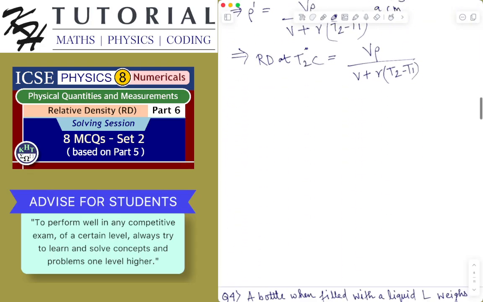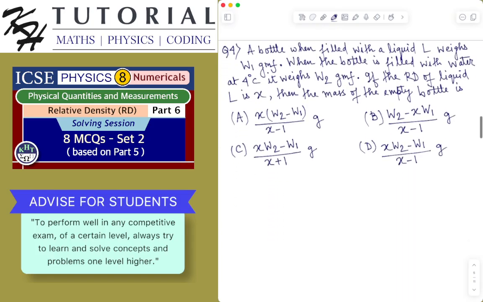Let's see the next problem. Question number 4. A bottle when filled with a liquid L weighs W1 GMF. That is, the mass of the bottle filled with liquid L is W1 gram. When the bottle is filled with water at 4 degrees centigrade, it weighs W2 GMF. That is, the mass of the bottle completely filled with water at 4 degrees centigrade is W2 gram. If the relative density of liquid L is X, then the mass of the empty bottle is.